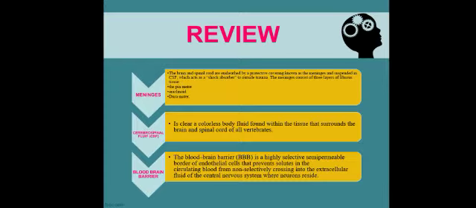Third, we have the BBB, meaning blood-brain barrier. It plays a crucial role in protecting the brain and maintaining homeostasis within the CNS. It is a highly selective semi-permeable border, and it prevents solutes in circulating blood from non-selectively crossing into the extracellular fluid.